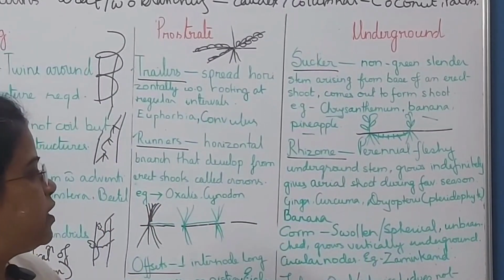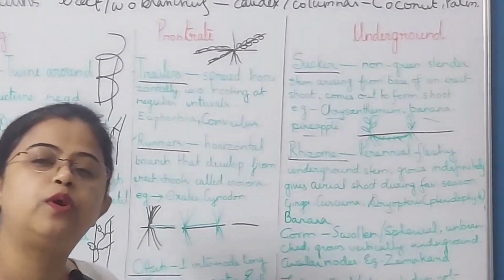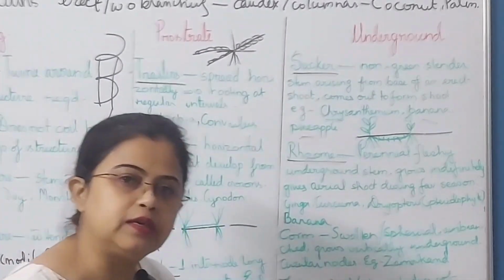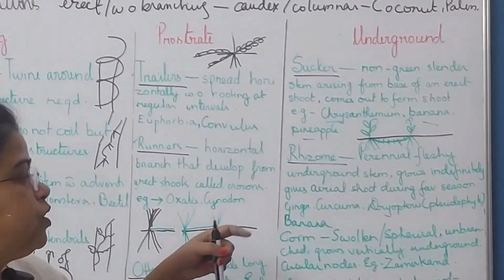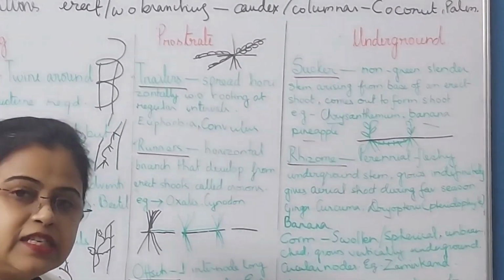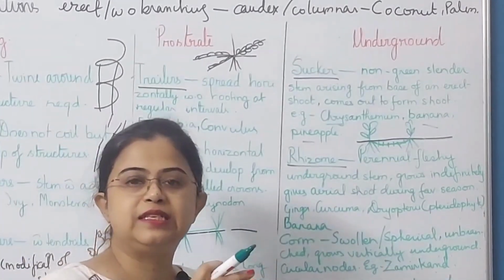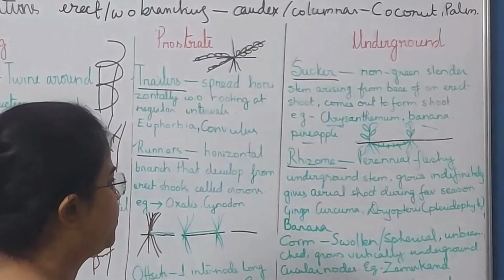Now rhizome is what? It is a fleshy underground perennial. Perennial means what? They are going to persist year on year. Grows indefinitely, gives aerial shoot during favorable season. जैसा हम अदरक हो, टर्मरिक हो, उसको जमीन में गाड़ के रख दे. So when the season is favorable, you will see new shoot coming out of it.